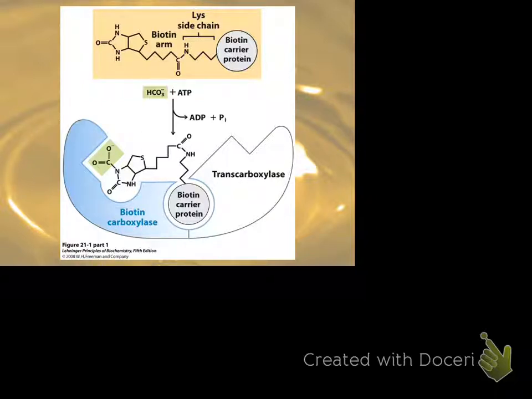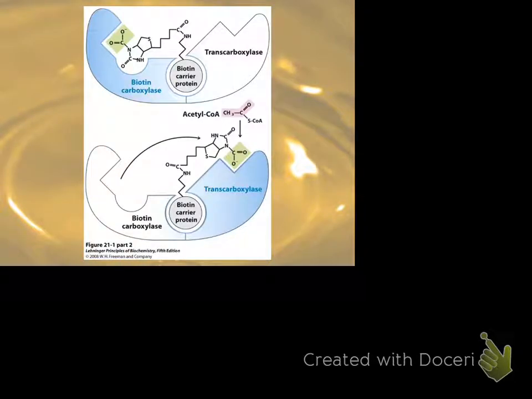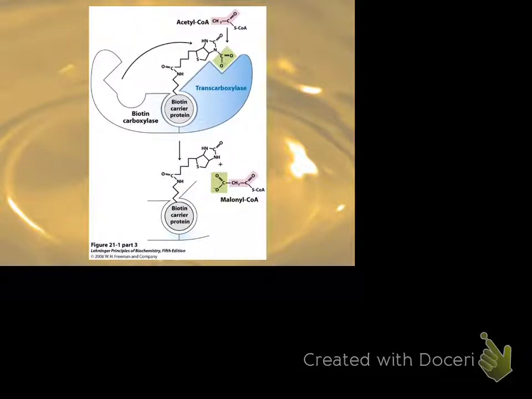It does require ATP to activate it. And it gets added directly to the biotin group, which is now going to swing over to the transcarboxylase side, where we have acetyl-CoA come in to accept the extra carbon, if you want to think of it that way, to make the malonyl-CoA. All right, and so that's what the malonyl-CoA looks like. It is a beta-keto acid.